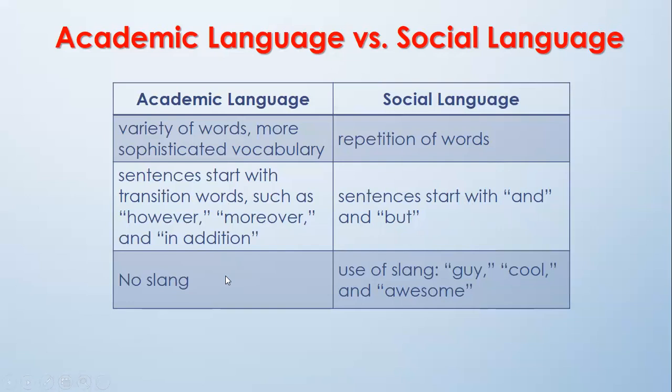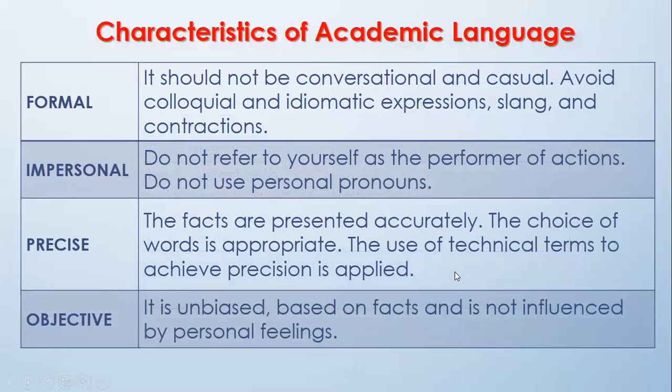And please be reminded that in academic language, slang is strictly prohibited. The same can be said of colloquials. Whereas in social language, it is entirely okay. The use of slang such as guy, cool, and awesome is entirely okay. Okay? So what are the characteristics of an academic language?